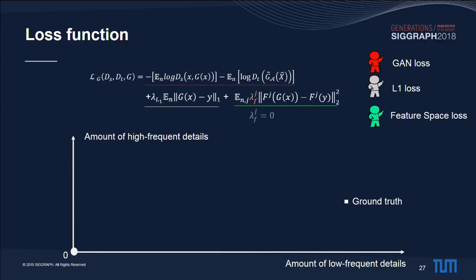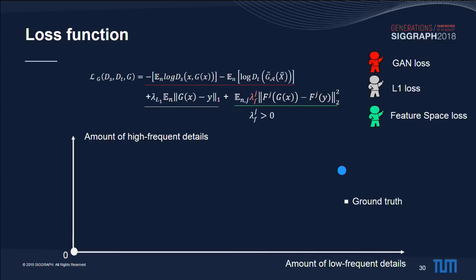All right, at first, let's assume that the feature space loss term factor lambda f is 0, which means there is no feature space loss term, only the GAN loss and the L1 loss, which push the result in the direction of the ground truth. So this is the situation. As a result, our result would be located around the ground truth. So let's regard this as a baseline.